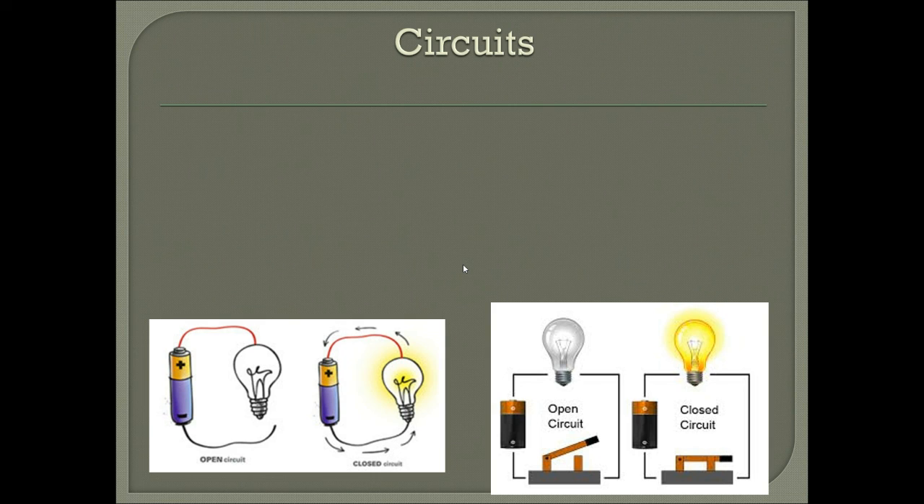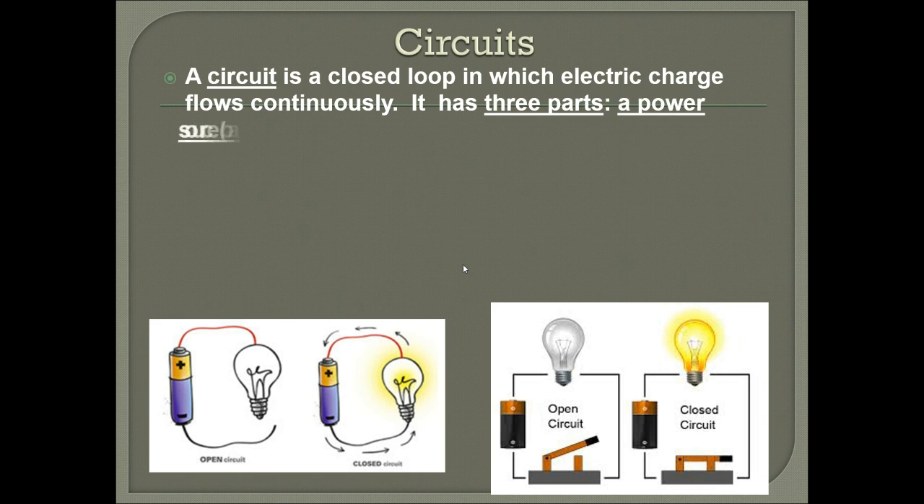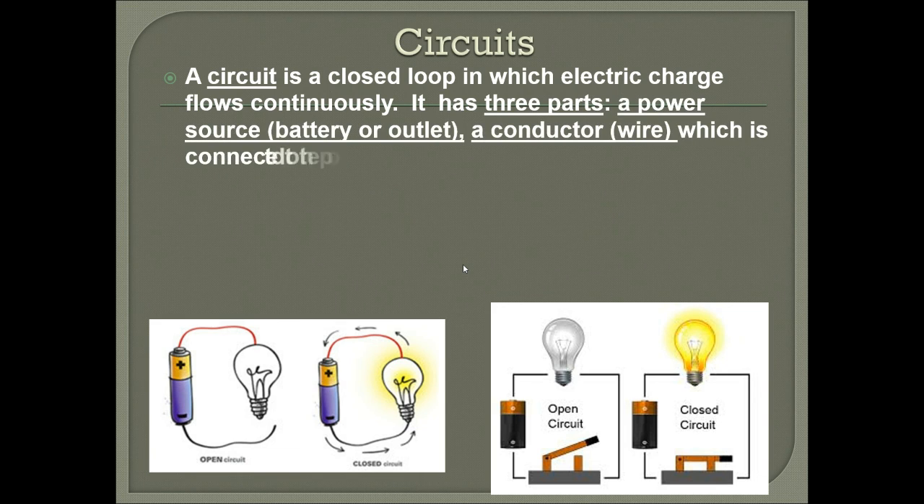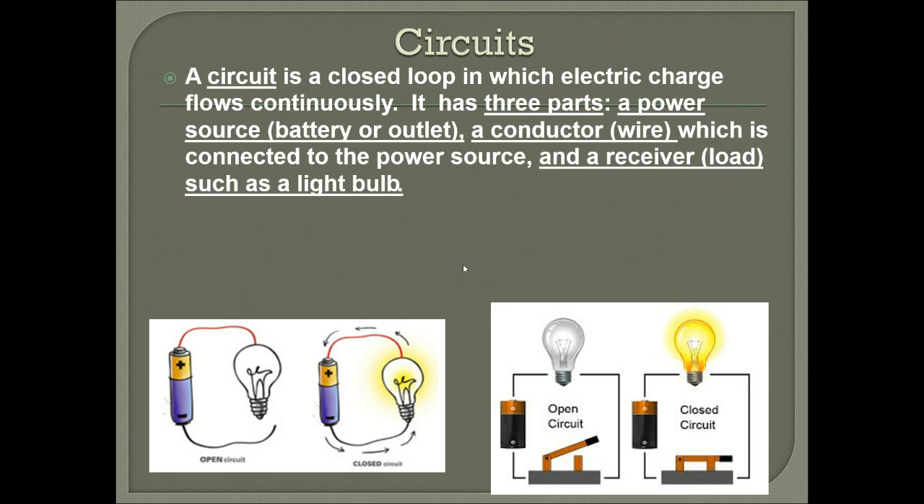And let's talk about circuits real quick. We'll get more detail next week. A circuit is a closed loop in which electric charge flows continuously. Three parts that it has: a power source, which is a battery or outlet; a conductor, which is the wire that the electric charge is traveling down, and which is connected to a power source; and a receiver, which is also called a load, which is whatever's receiving the electricity, such as a light bulb. Okay. When the circuit is open, that means electrical current is not flowing. You have to close it in order to get the electrical current to flow. And you can open and close the circuit with a switch, like on the picture on the right.